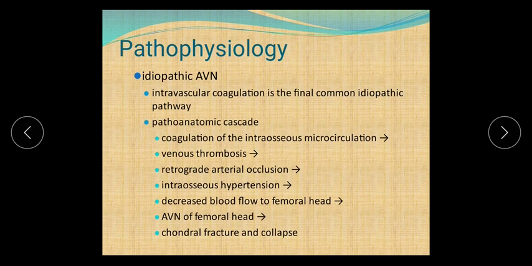What is the pathophysiology of idiopathic AVN? Intravascular coagulation is the final common idiopathic pathway. This coagulation of the interosseous microcirculation gives rise to venous thrombosis, which in turn gives rise to retrograde arterial occlusion, which causes intraosseous hypertension, which leads to decreased blood flow to the femoral head, and this leads to ischemia or AVN of the femoral head. And the consequence of this would be a chondral fracture and collapse.